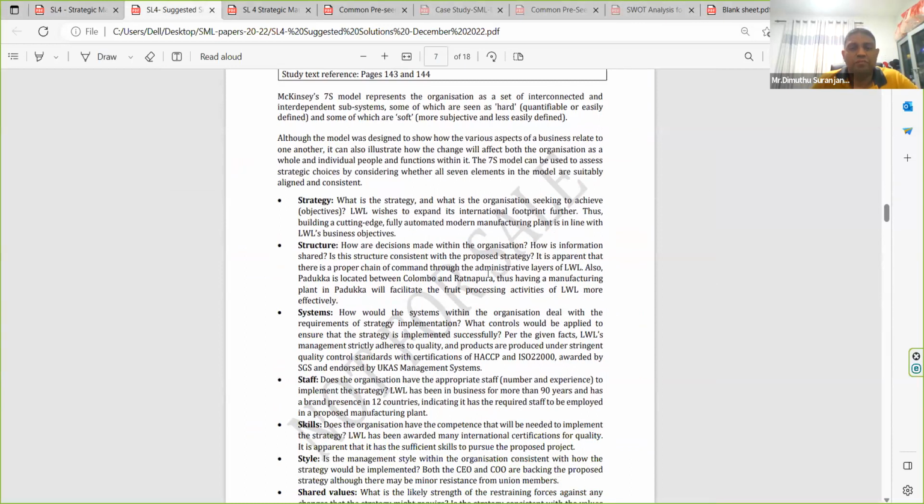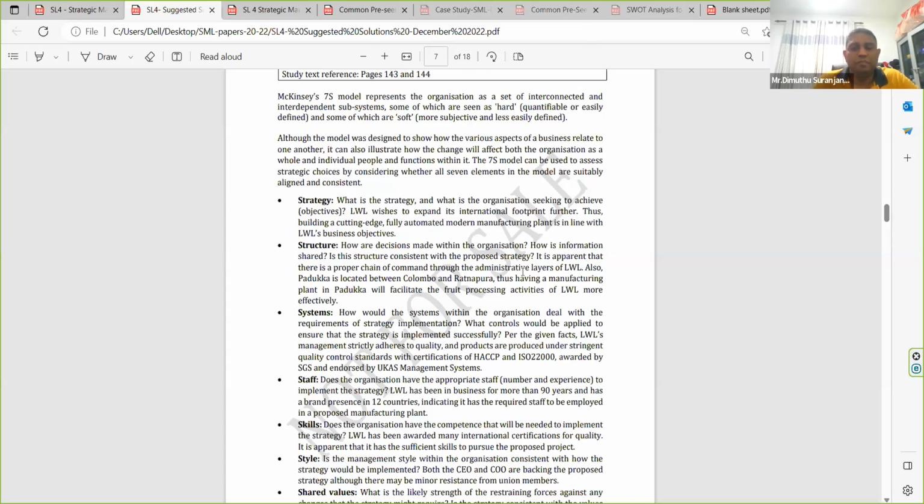Strategy. Their strategy here is to expand the business further. Structure. Now see, this CEO is there. You can talk about that also a little bit. Then this is a new factory where we are going to put the new factory, Padukka. In addition to these two locations, you can talk about Colombo and Ratnapura.